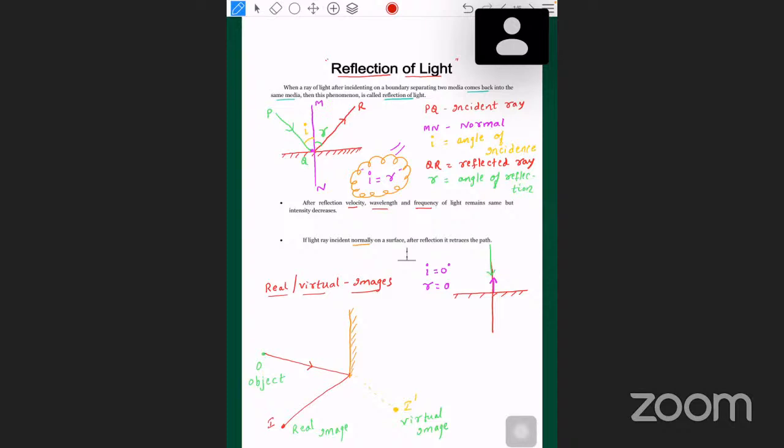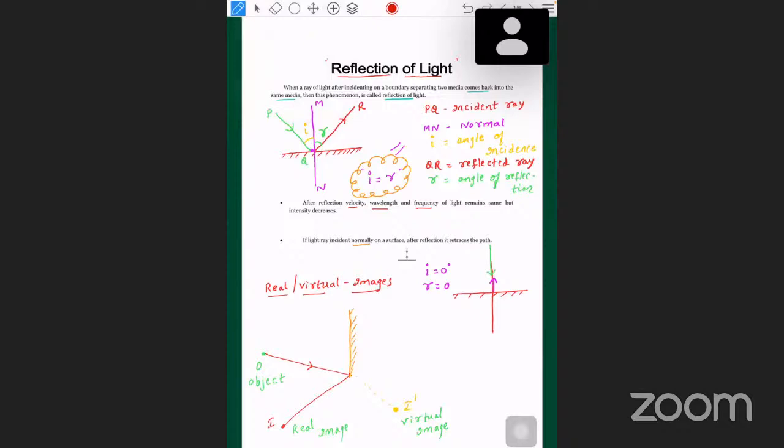If the image is formed on the same side of the object, then it is called a real image. If the image is formed on the other side, in the other medium of the object, then it is called a virtual image. So on the same side of the object, if the image is formed, what is that called? It's a real image. Yeah. If the object is placed in one medium and the image is formed in another medium, then it is called a virtual image. You got my idea?